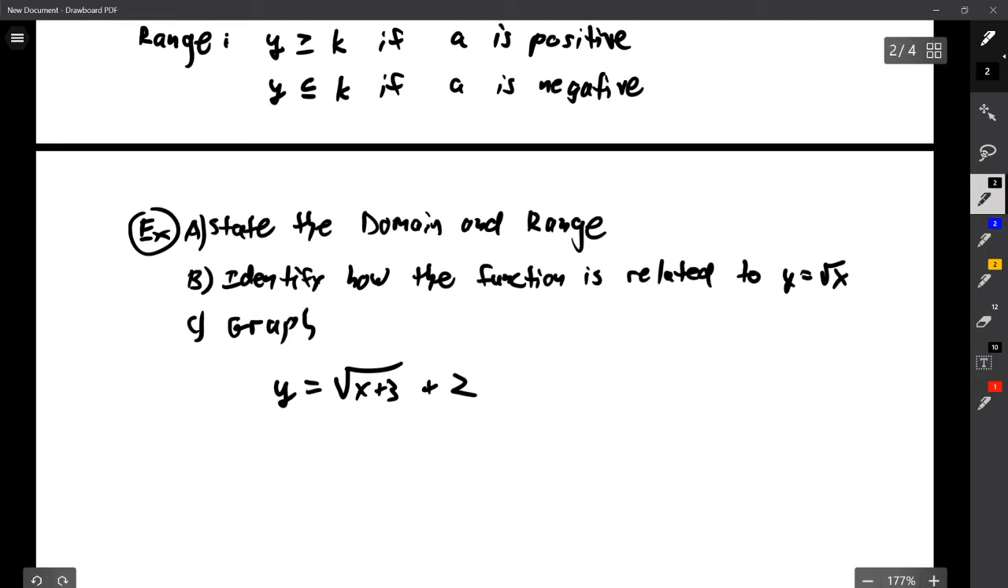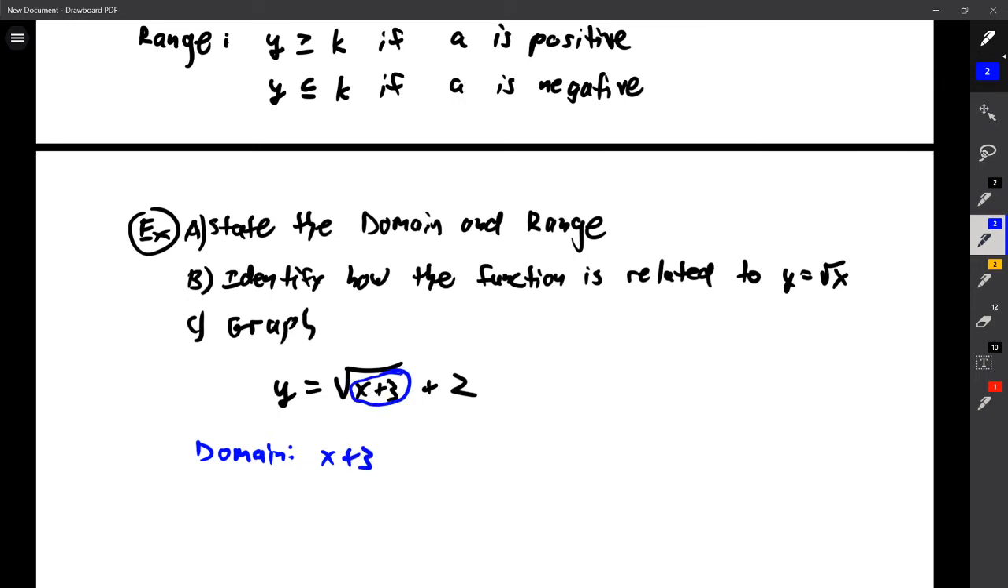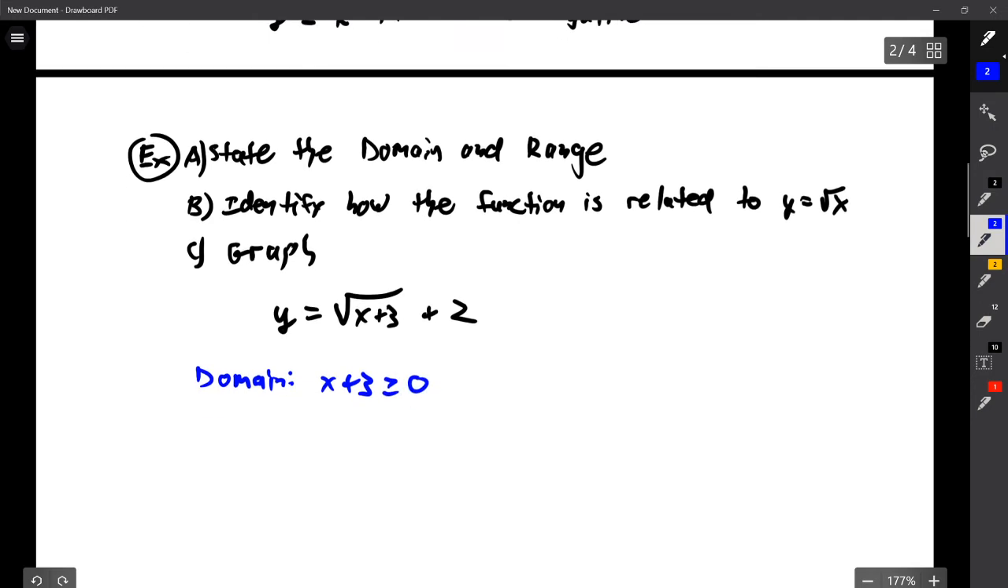Okay, well, for the domain, here's what I know. I'm going to do blue because it's like my work. The domain: I know that x plus 3, what's inside the square root, we call that the radicand, must be greater than or equal to 0. So I'm going to say x plus 3 must be greater than or equal to 0. And then I solve for x. So I need to subtract 3 from both sides. So what that gives me is x must be greater than or equal to negative 3.